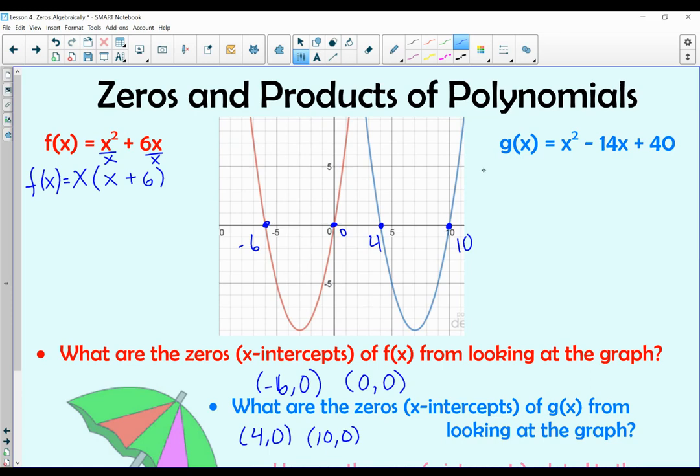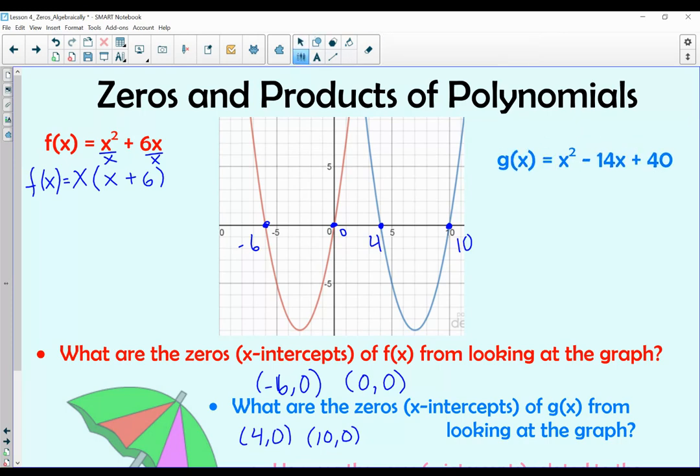And over here, actually I'm going to wait to write that because I have a lot of steps. Over here I'm going to use factoring by grouping. So I'm going to multiply my a times my c value, which is 40. And I ask, what are the factors of 40 that can give me a -14? Well, that has to be -10 times -4. A negative times a negative gives me a positive, and if I add -10 to -4, it gives me -14. So -14x is going to break up into -10x and -4x.